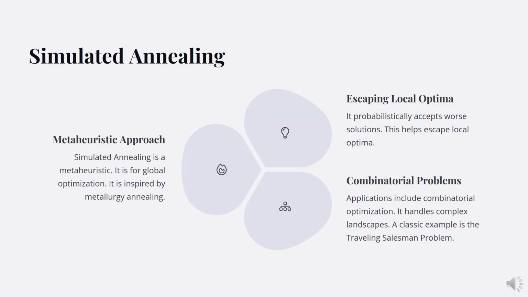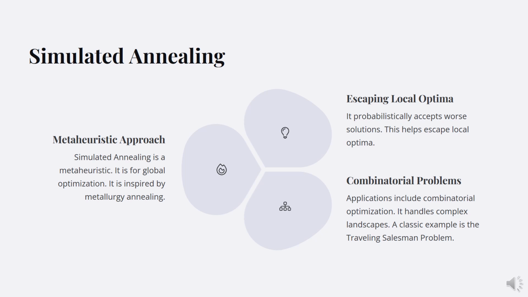Next, simulated annealing. In simulated annealing, we see three things: meta-heuristic approach, escaping local optima, and third is combinatorial problems. First, meta-heuristic approach. Simulated annealing is a meta-heuristic algorithm. This means it is a high-level general strategy for solving complex optimization problems.